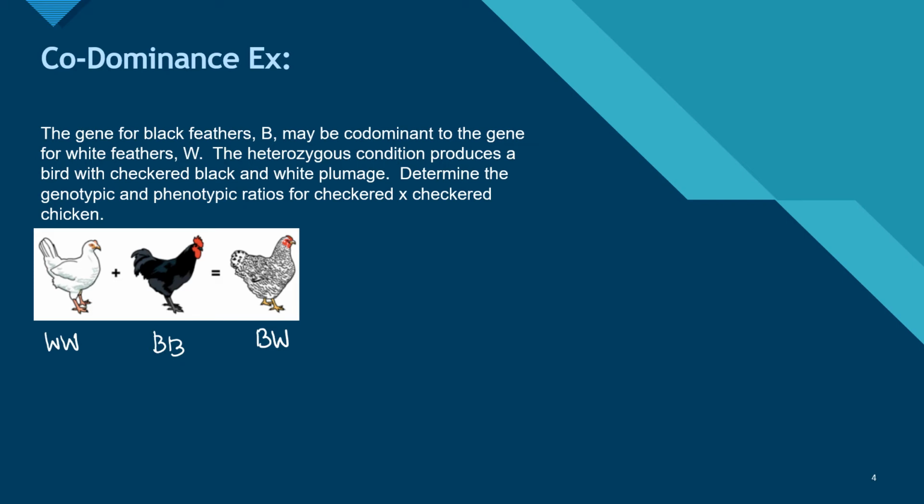So the question tells us to cross two checkered chickens together. So we are going to cross a big B, big W by a big B, big W. And we are just going to draw our Punnett square now. So we have big B, big B, big B, big W, big B, big W, and big W, big W.